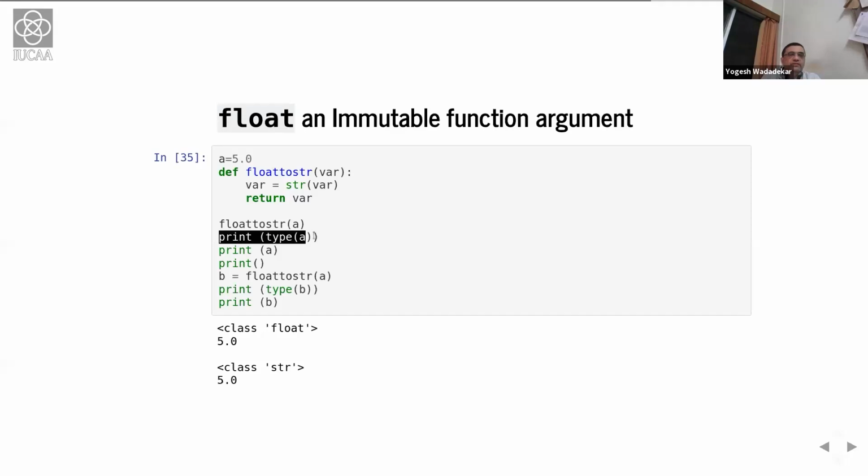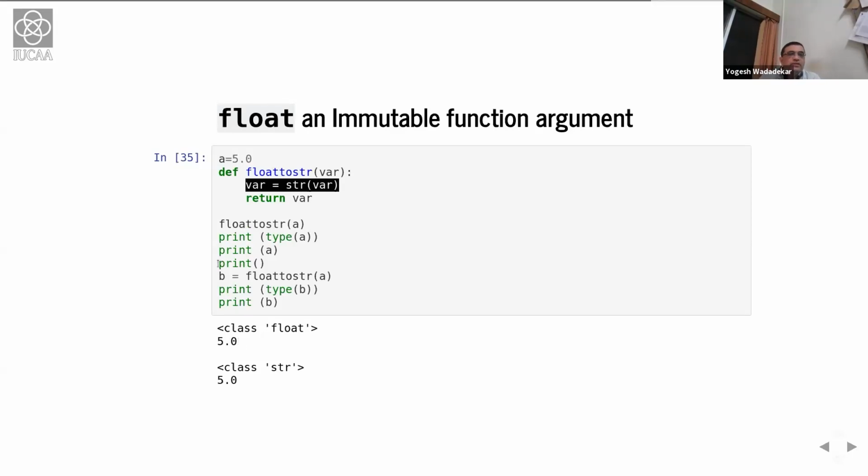And I do print type of a, and that type is still float. Because what has happened is a has not changed. Although I passed a to the function, because a is an immutable object, it didn't act. This var is equal to string var converted it within the function, even returned it, but didn't change the value of a. So a remains a float and it still has a value of 5.0.